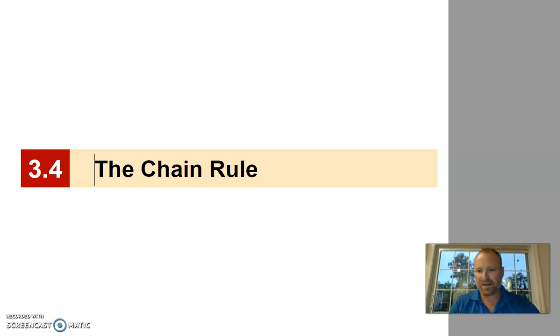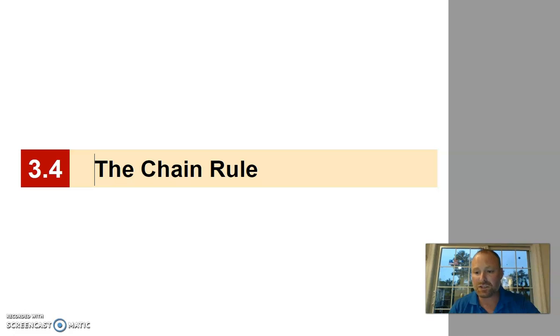How's it going, everybody? Right now we're going to cover 3.4, titled the chain rule, one of the more important rules in the world of derivatives. We've covered a number of different rules at this point: the power rule, the quotient rule, the rule of sums, the rule of differences. But right now we're covering the chain rule.